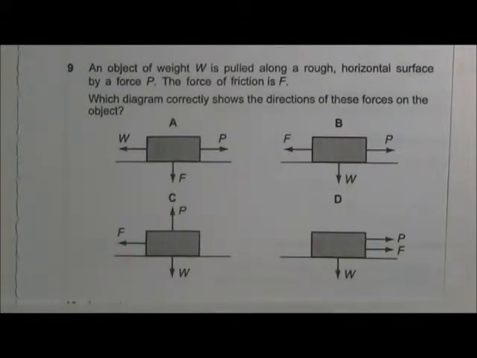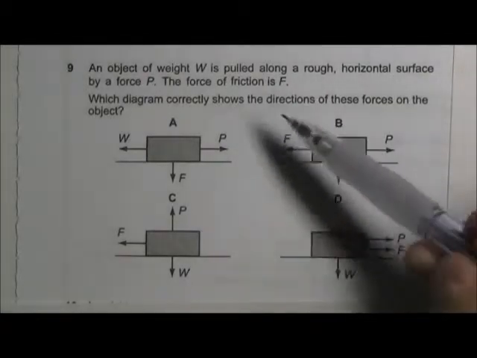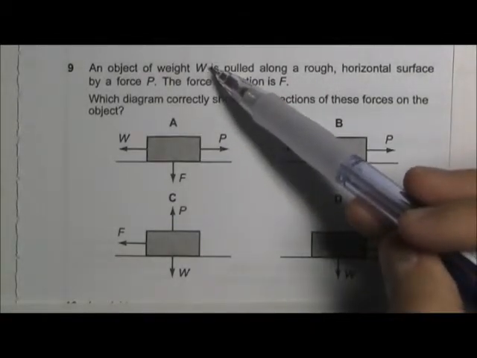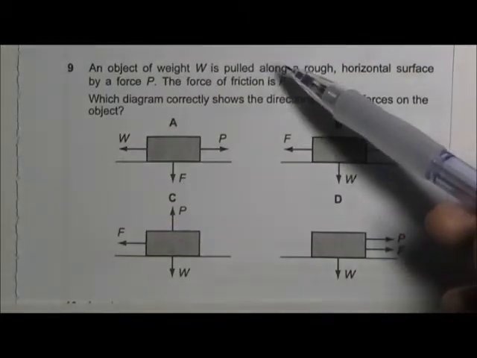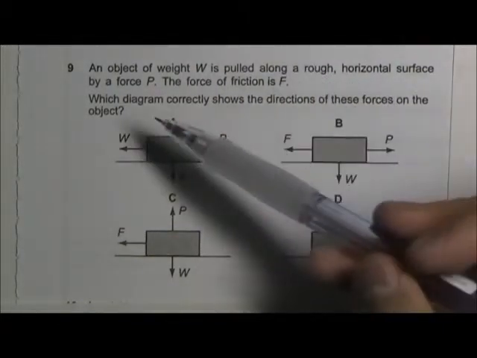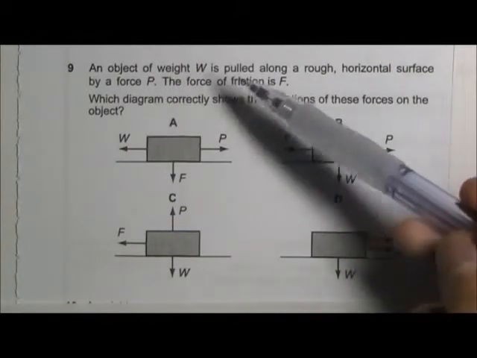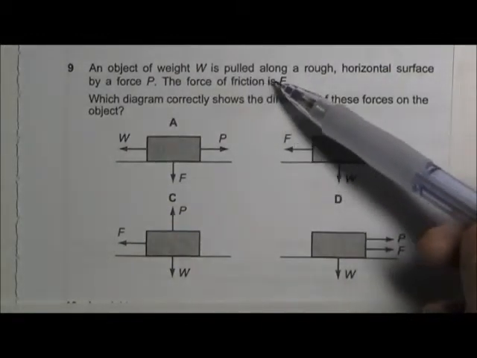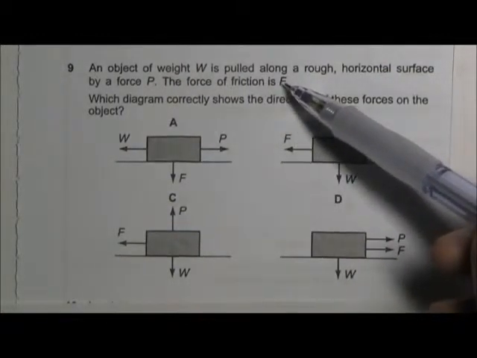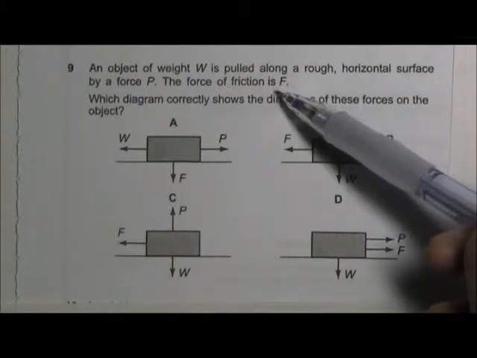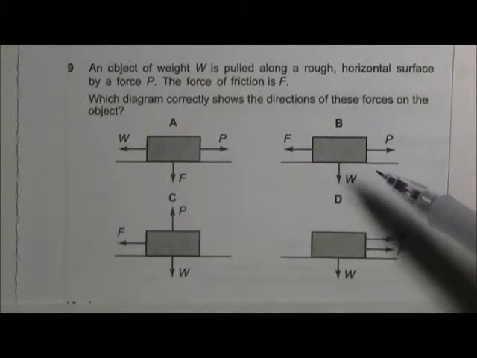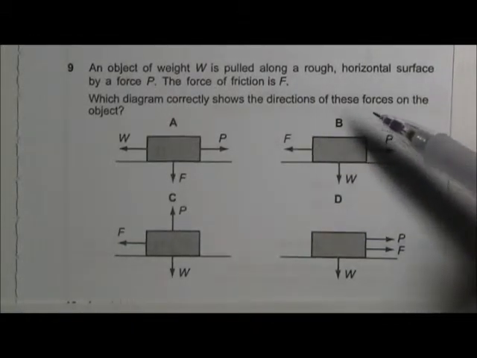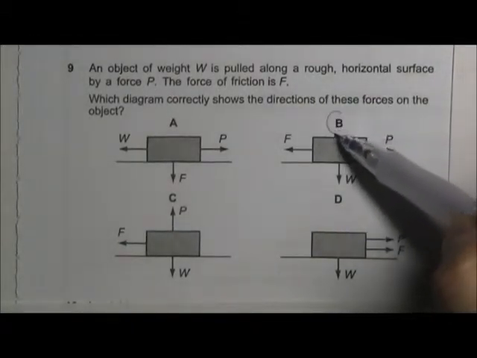Okay, for this question, there are altogether 3 forces. There's a weight which is acting downwards, and then the force P is pulling the object horizontally, so force P must be horizontal, and the force of friction F must always oppose the direction of the motion. So if we look at the 4 options, there's only one correct option, which is B.